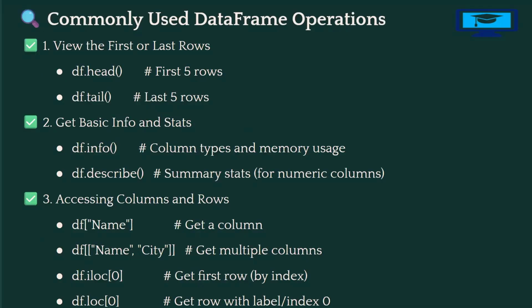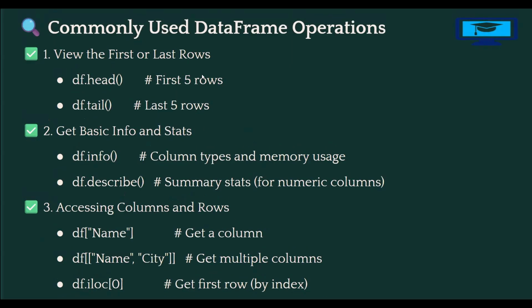Now, here are some commonly used data frame operations. You need to know about these because we use them regularly, and in fact, we'll be using them in our code as well. Right now I'm just giving you an overview, so later you'll get an idea of how it works. The first one is viewing the first or last rows. df.head gives you the first 5 rows. Why do we need the first 5 rows? From there, you get an idea of the columns, that is, which columns are there. And df.tail gives you the last 5 rows.